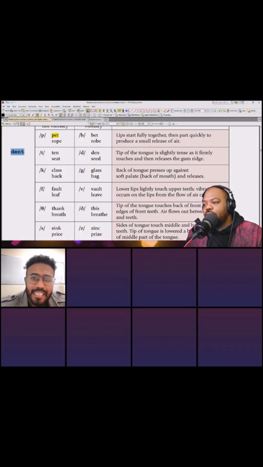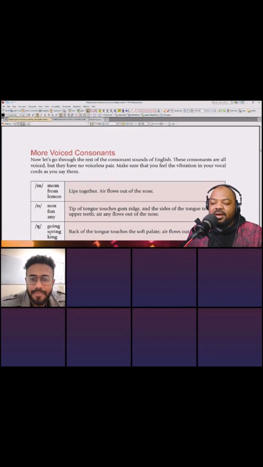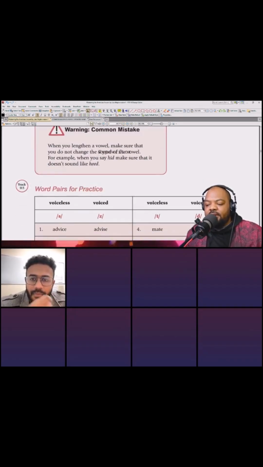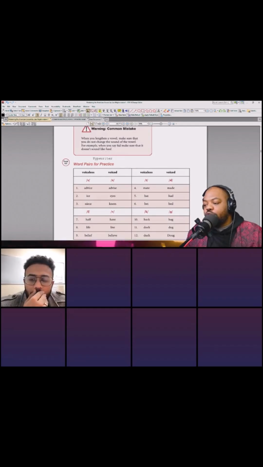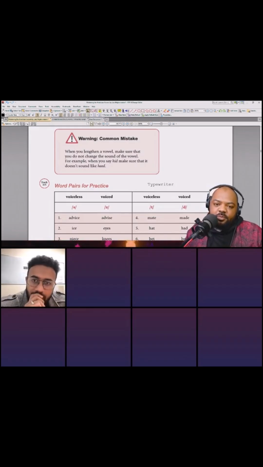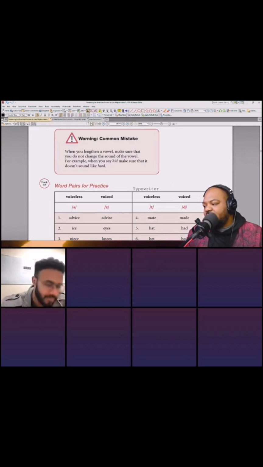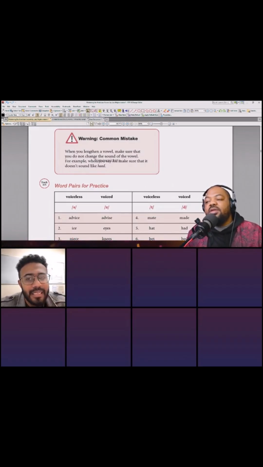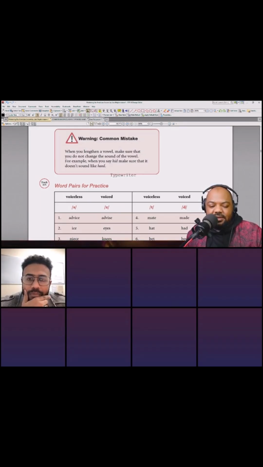That is cool. So now let's move on, since we get an idea of the voiced and the unvoiced. We'll come back to most of those letters. Now, we want to focus on a common mistake. Since we started off with mistakes, let's continue with the mistake idea. Here, it says when you lengthen a vowel, make sure that you don't change the sound of the vowel. For example, when you say hid, make sure that it doesn't sound like heed.